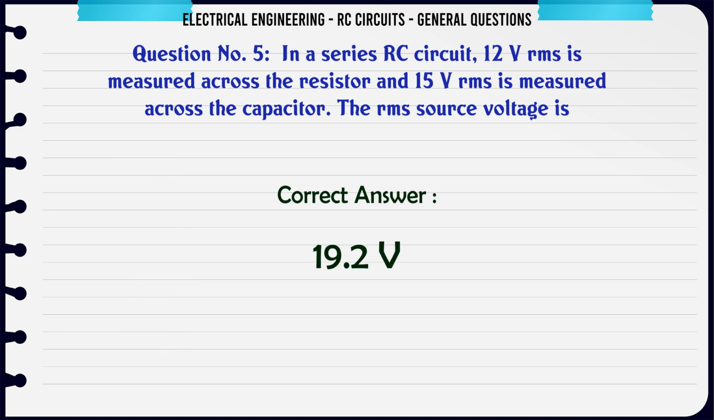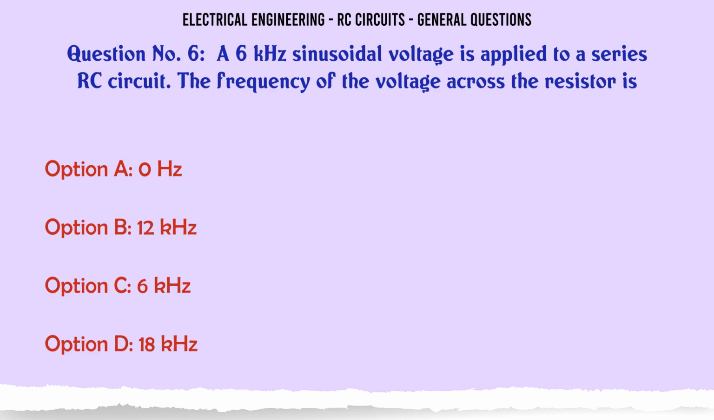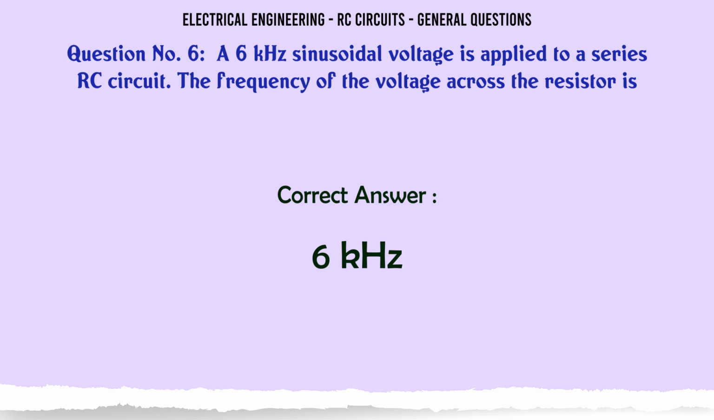19.2 V. A 6 kHz sinusoidal voltage is applied to a series RC circuit. The frequency of the voltage across the resistor is A) 0 Hz, B) 12 kHz, C) 6 kHz, D) 18 kHz. The correct answer is 6 kHz.